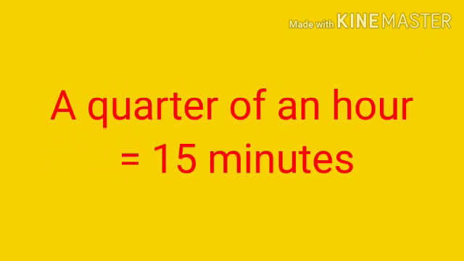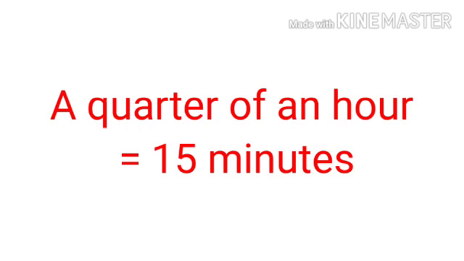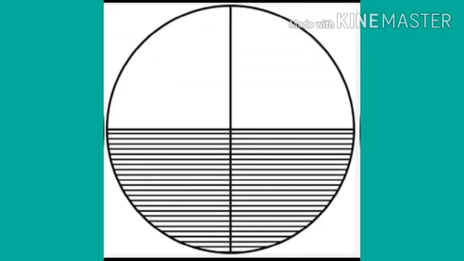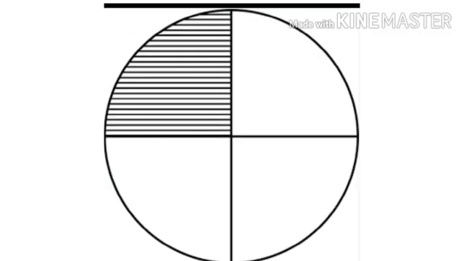Now a quarter of an hour. A quarter means if you take a circle and divide it into 4 parts. So if full it is 60, half it is 30, and half of 30, what will come? Yes, 15. So a quarter of an hour is equal to 15 minutes.